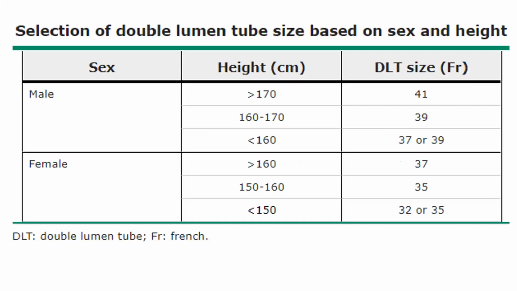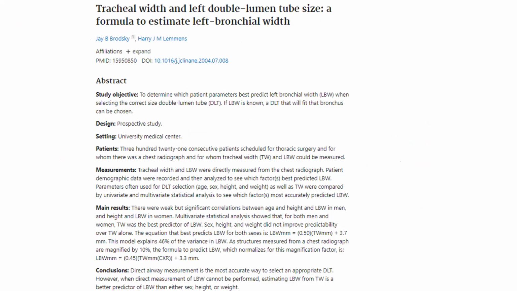Okay, so this table from UpToDate is showing suggested size of the double lumen tube according to a patient's sex as well as height. But a lot of studies have shown that this is not so accurate. Okay? So what happens if we don't have a CT scan to measure the left main bronchial width?